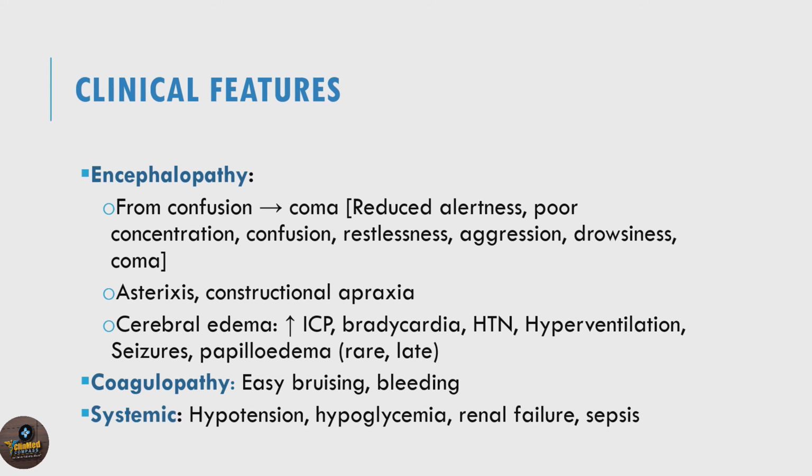Neurologic features include encephalopathy, ranging from confusion to coma. Symptoms like poor alertness, irritability, restlessness, aggression, drowsiness, and then coma. They may have asterixis and constructional apraxia, and cerebral edema. Look out for bradycardia, hypertension, hyperventilation, seizures, and papilledema. Coagulopathy is another feature. Patients may present with easy bruising and bleeding. Other features include hypotension, hypoglycemia, renal failure, and even sepsis.